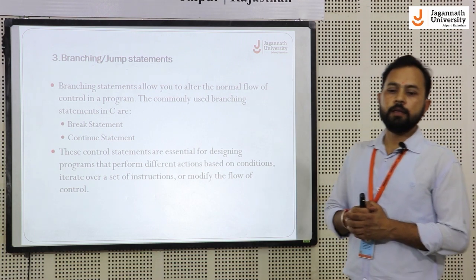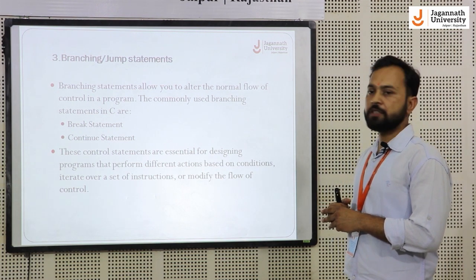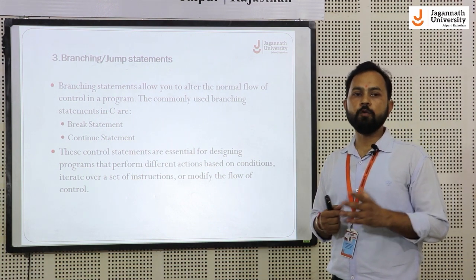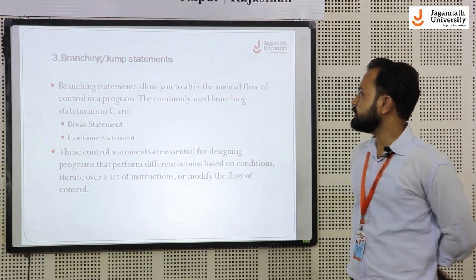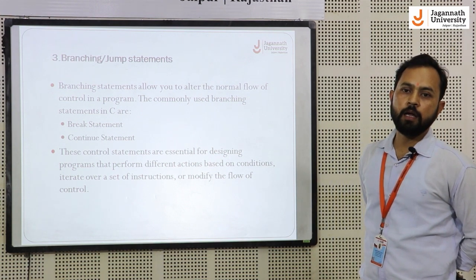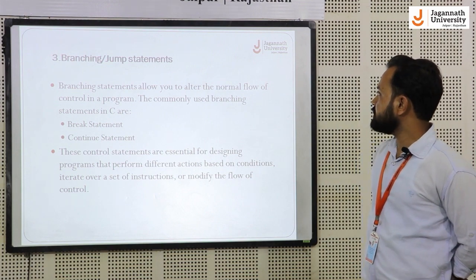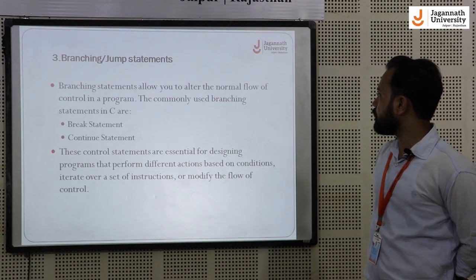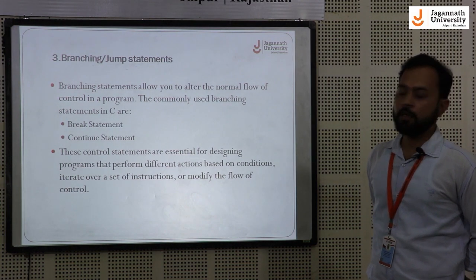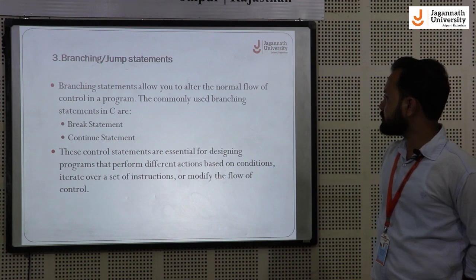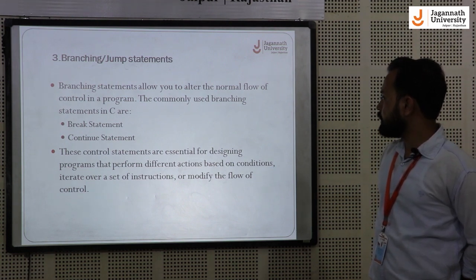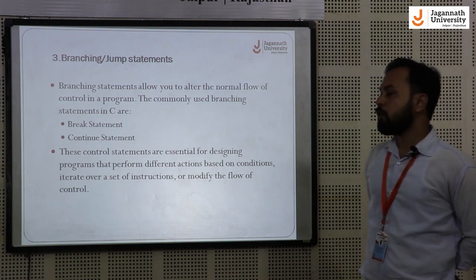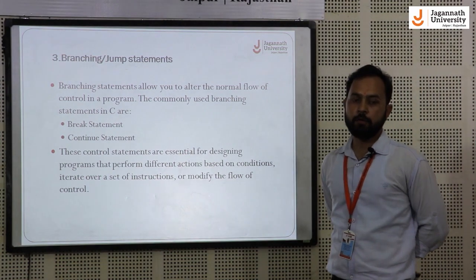Now, the last one, the branch or jump statements. This is the third category of control statements. There are two types of statements, one is the break statement and the other is the continue statement. Branching statements allow you to alter the normal flow of control in a program. The commonly used branching statements in C are break and continue. These control statements are essential for designing programs that perform different actions based on a condition, iterate over a set of instructions, or modify the flow of control.